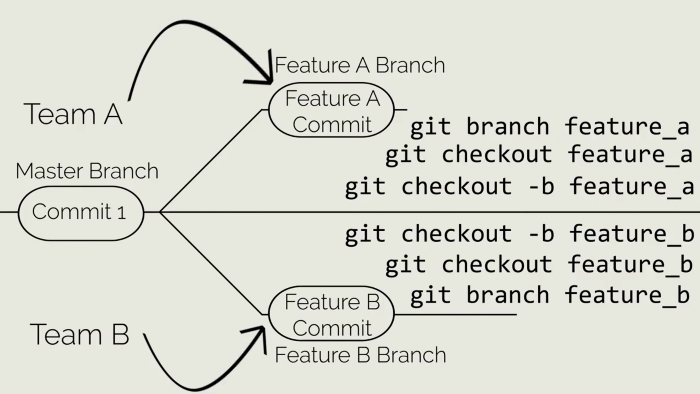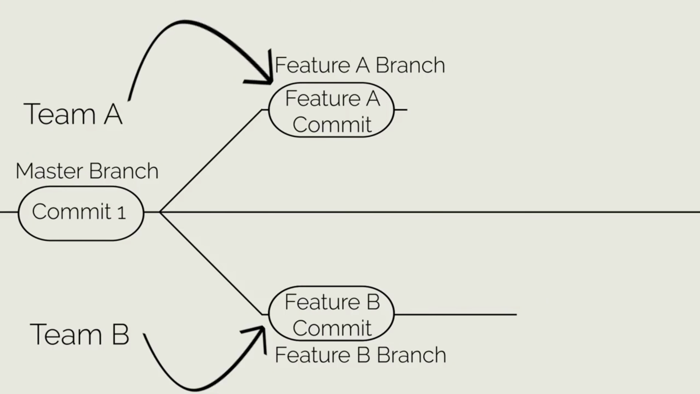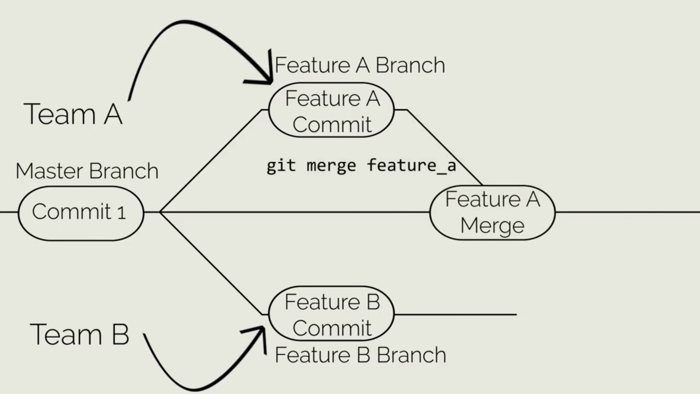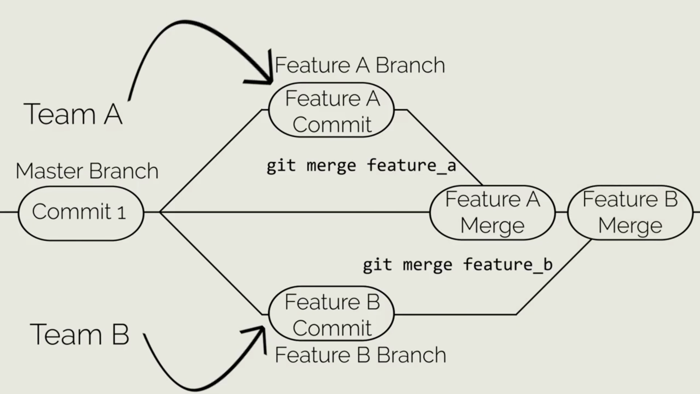Now that both teams have created their own branches and committed all their changes for each feature to their branches, it is time for them to merge these changes back into master. Git makes this easy with the git merge command. Git merge, followed by the branch name that you want to merge, will merge all of the changes from that branch into the branch you currently have checked out. If there are any conflicts between the two branches, Git will notify you of these conflicts and let you decide what to do with them before committing the changes.